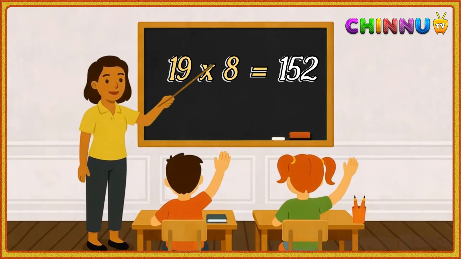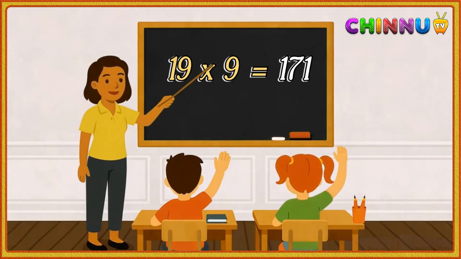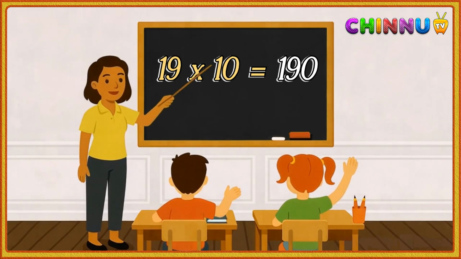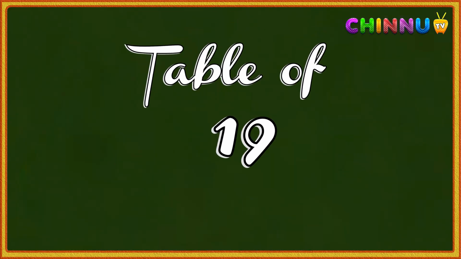19 eights are 152. 19 nines are 171. 19 tens are 190. Let's learn the table of 19 one more time.